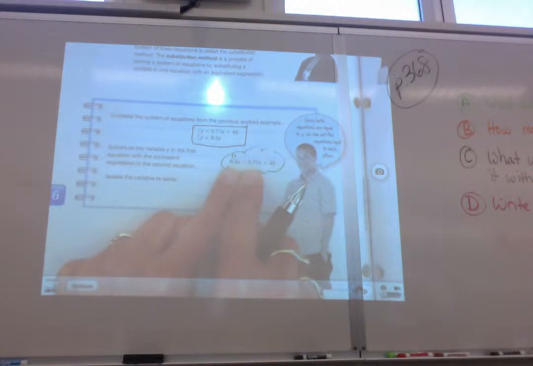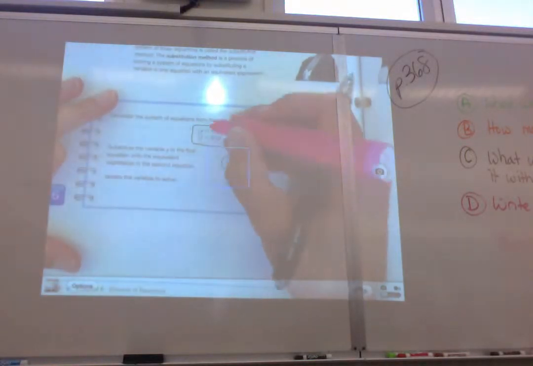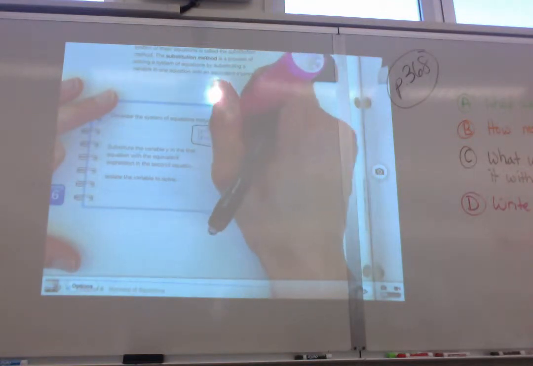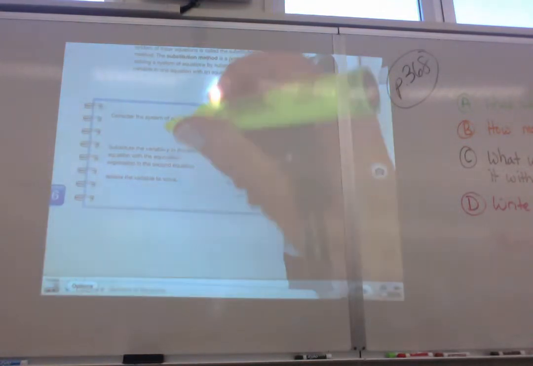They substituted, and they set them equal to each other. Why did they set them equal to each other? Because this one equals y.